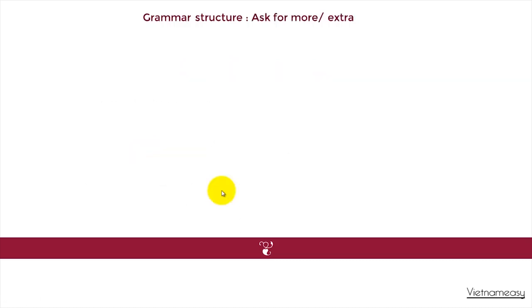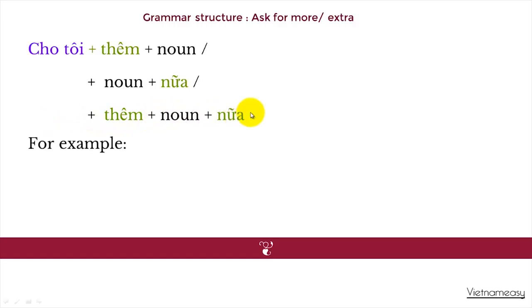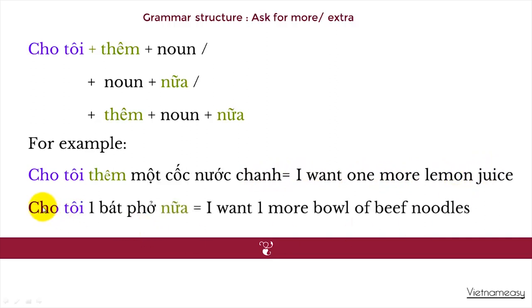Next one is the grammar structure that asks for more or asks for extra of something. So we have cho tôi thêm plus the noun, or cho tôi plus the noun plus nữa, or cho tôi thêm plus the noun plus nữa. For example, cho tôi thêm một cốc nước chanh, which means I want one more lemon juice, or cho tôi một bát phở nữa, which means I want one more bowl of beef noodles.